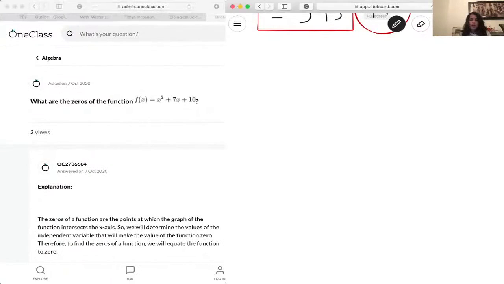For this question, they're asking us to find the zeros of the function. f of x is equal to x squared plus 7x plus 10.